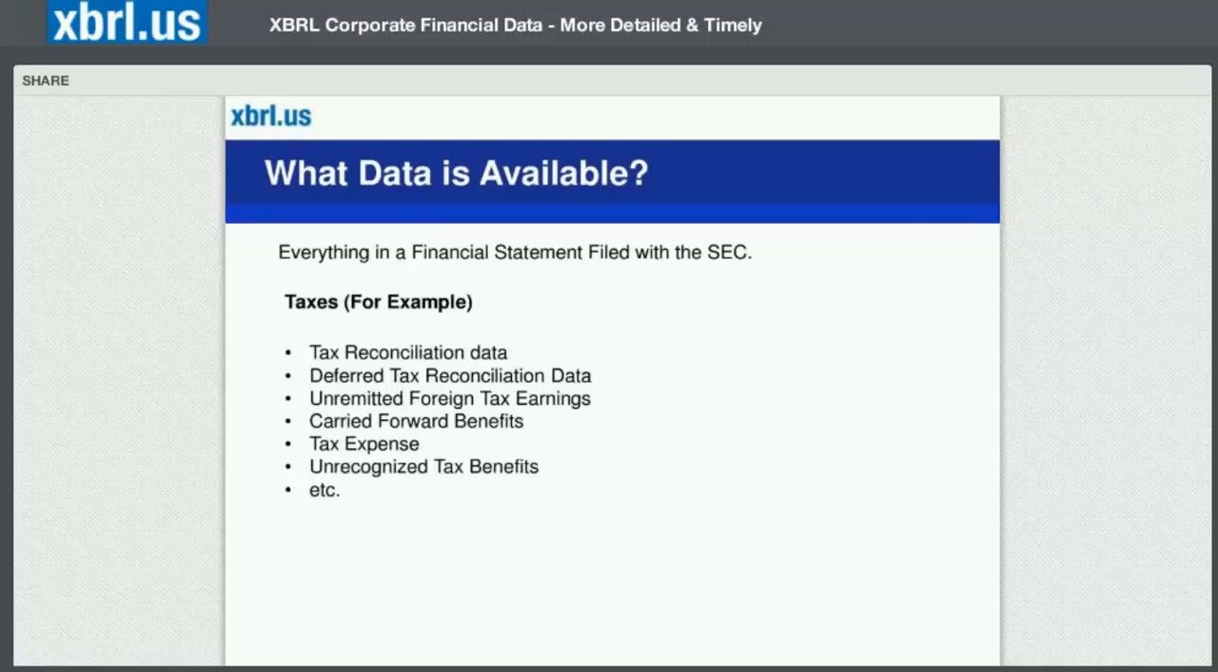And then there's another example of things for taxes: tax reconciliation data, deferred tax reconciliation data, unremitted foreign tax earnings. We're obviously hearing a lot about this at the moment with inversions. Companies with big unremitted foreign tax earnings have a pretty strong incentive to do an inversion. That data traditionally has not been collected by data aggregators.